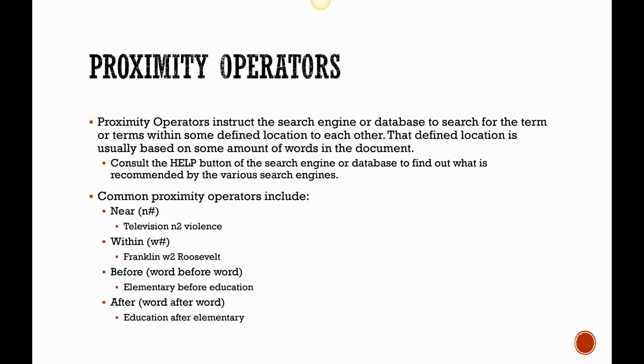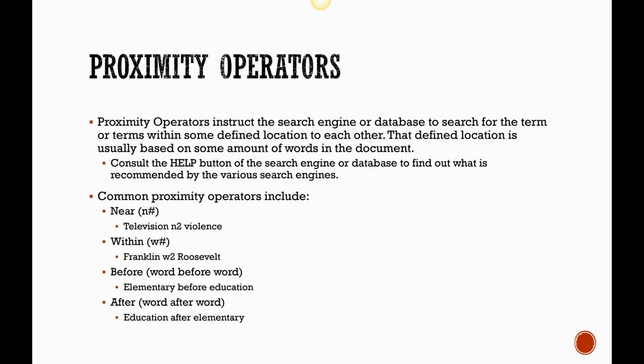Proximity operators instruct the search engine or database to search for the term or terms within some defined location to each other, usually based on some amount of words in the document. Consult the help file in whatever database you're using to find out what proximity operators it offers. Some of the more common ones are listed here.